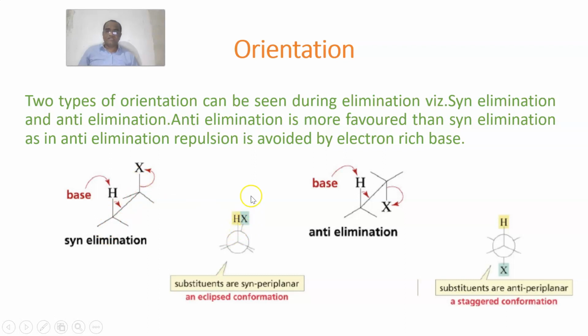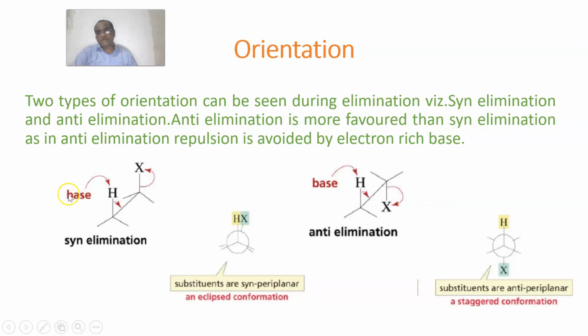As the angle between this hydrogen and halogen is 0, it means that steric hindrance will be more. As these two are in one plane, there will be some repulsion, because both are close in proximity. But in the case of anti, the halogen and hydrogen are opposite to each other, so the stability of this molecule is quite greater, and as it is anti, the reaction becomes more favorable. Anti-elimination is more favored than syn elimination, as in anti-elimination repulsion is avoided by the electron-rich base.